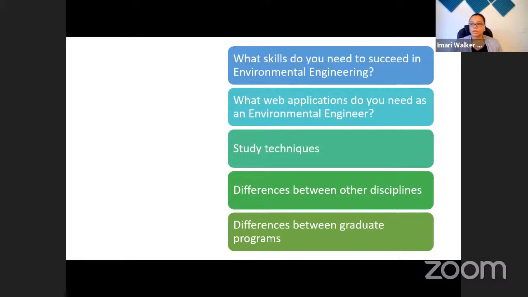But we can also talk about differences between graduate programs. So some of the other questions that I get emails and reached out to about is switching to graduate school, getting a master's or getting a PhD. And they say, how do you make yourself the best candidate for these environmental engineering programs? And it really depends on if you're trying to get a master's degree or a PhD. Pros and cons for master's versus PhD.